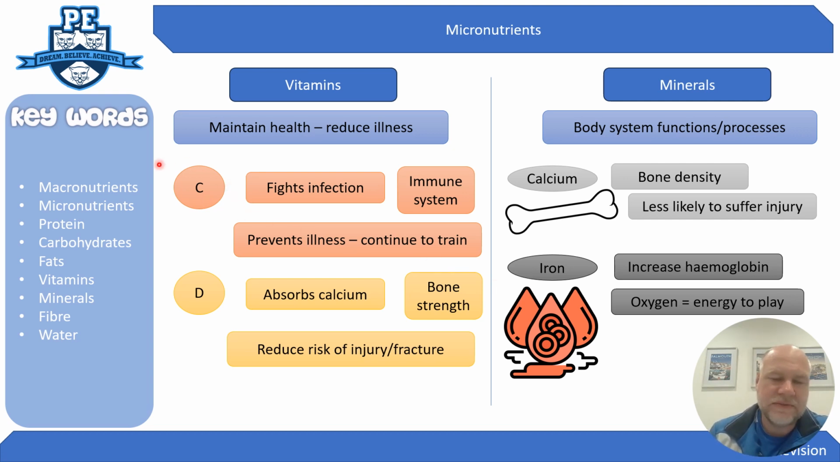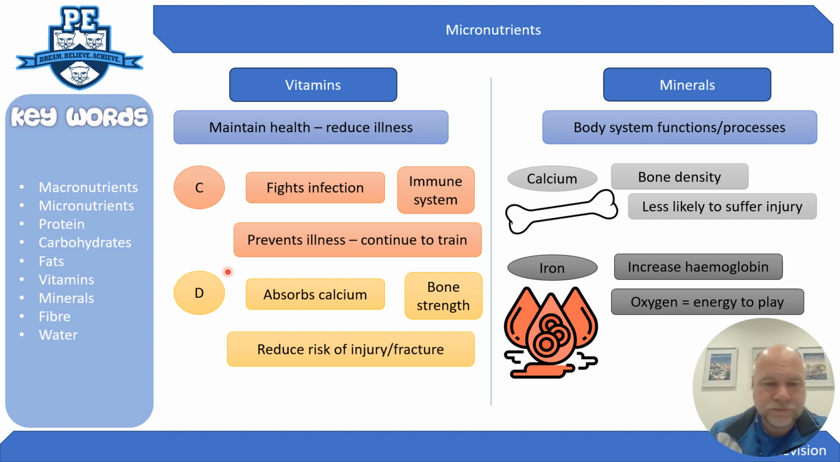So the first is vitamin C, which is fairly easy to remember, often found in citrus fruits. The first thing, as you probably all know, is that vitamin C fights infection and it helps bolster our immune system. So that's what the vitamin actually does, and then how can that help us for performance? Well, if we're not ill, if we're preventing illness, it means we can continue to train. It might be that you could use it in terms of recovery and therefore get back onto training more quickly.